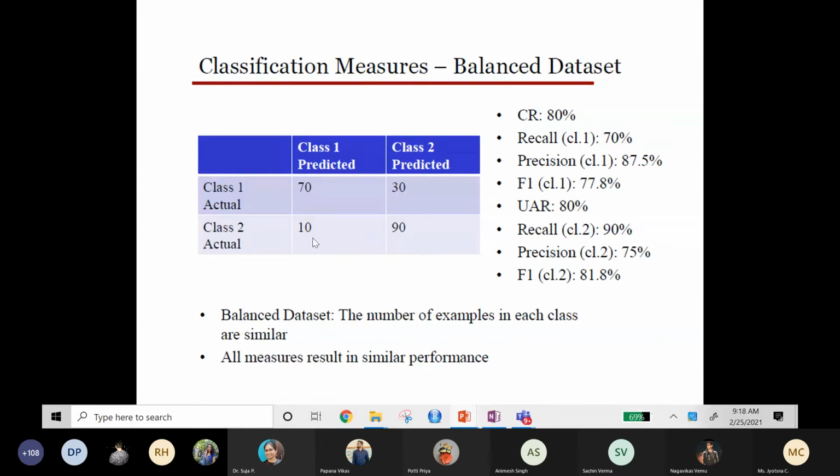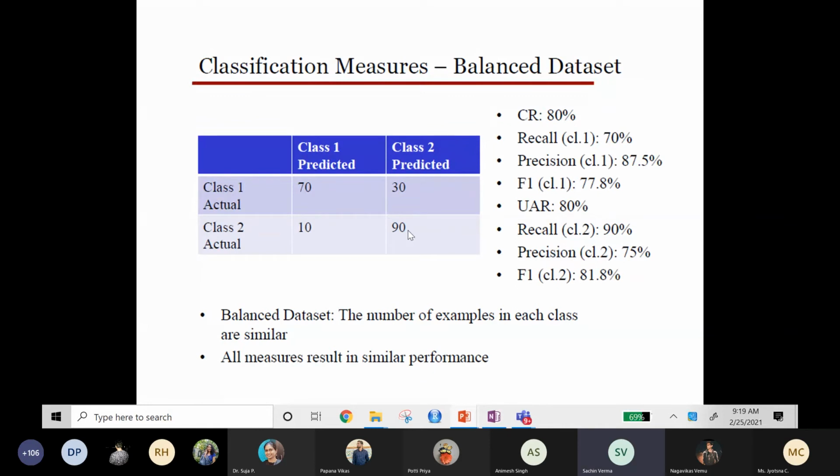But when you look at the other class, maybe you just consider this as yes. If you have confusion, you can consider class 2 as yes, and this as no. In that case, what will be the recall for class 2? Tell me the formula. 90 divided by 90 plus 30.